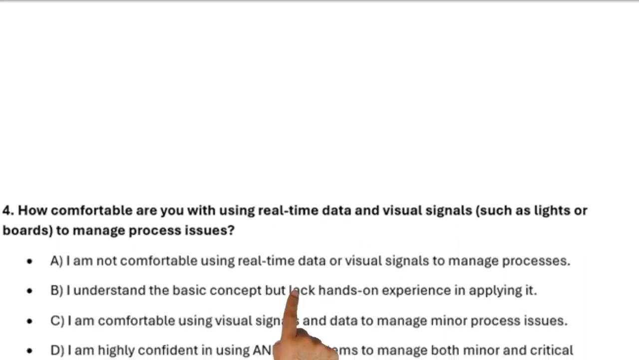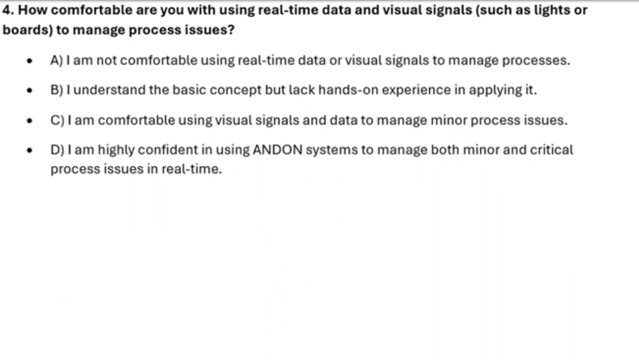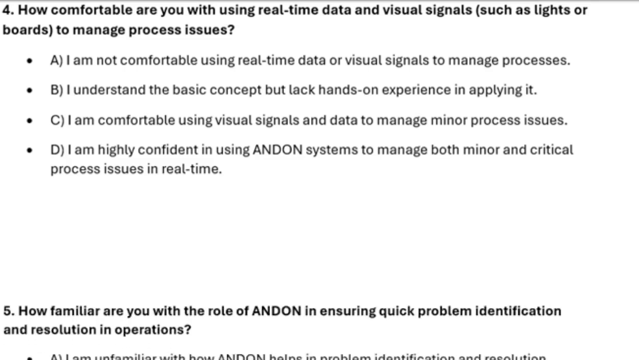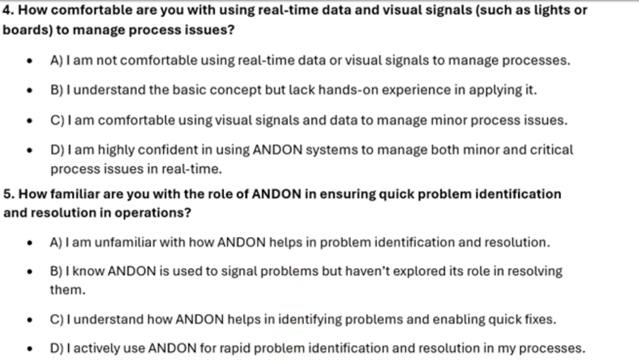4. How comfortable are you with using real-time data and visual signals to manage process issues? A. I am not comfortable using real-time data or visual signals to manage processes. B. I understand the basic concepts but lack hands-on experience in applying it. C. I am comfortable using visual signals and data to manage minor process issues. D. I am highly confident in using ANDON systems to manage both minor and critical process issues in real time.